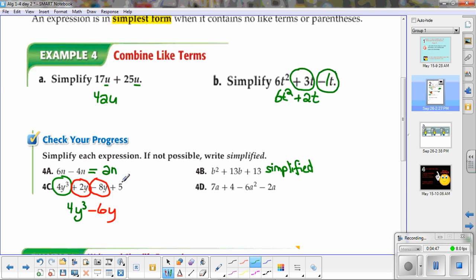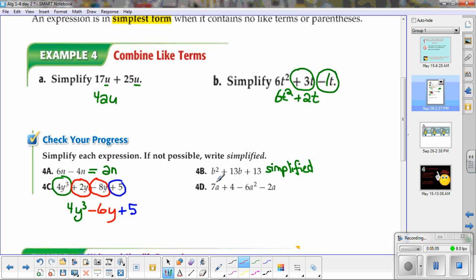And then at the end here, this one just goes all by itself because there are no other numbers to put with it. 4y to the third minus 6y plus 5 is our simplified answer.